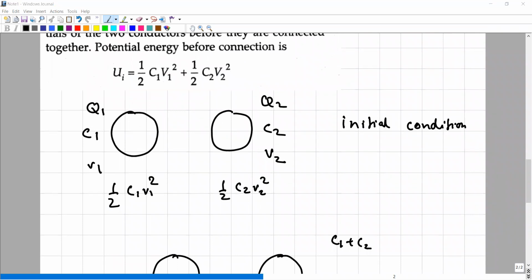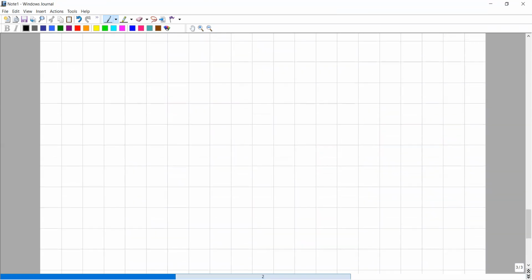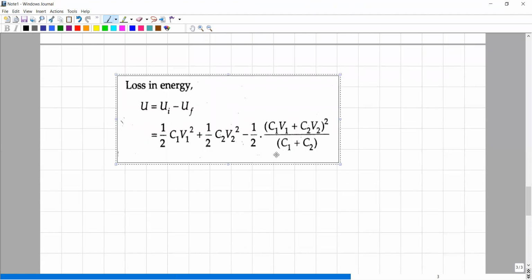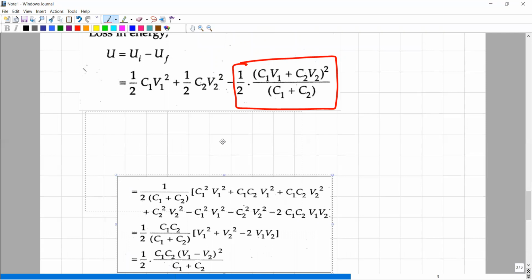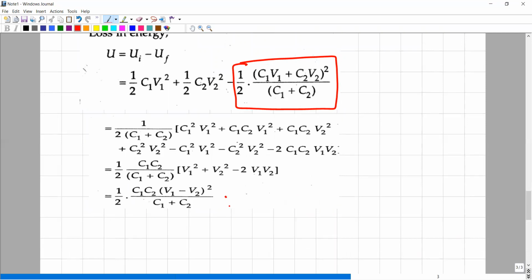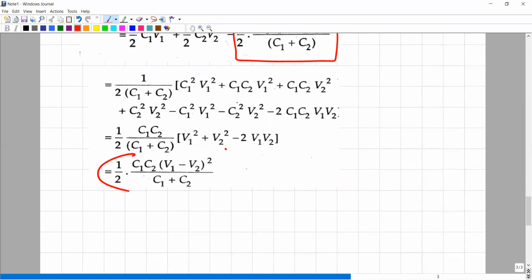Now there will be a difference between the final and the initial potential energy, and you can subtract the initial and final. So this is your initial potential energy, half C1 V1 square plus half C2 V2 square. And this is your final potential energy, that is half of C1 plus C2 times C1 V1 plus C2 V2 over C1 plus C2, whole square. The difference of these two will come to this. You can do this derivation. This is not a standard derivation for PU. So this will be the difference.